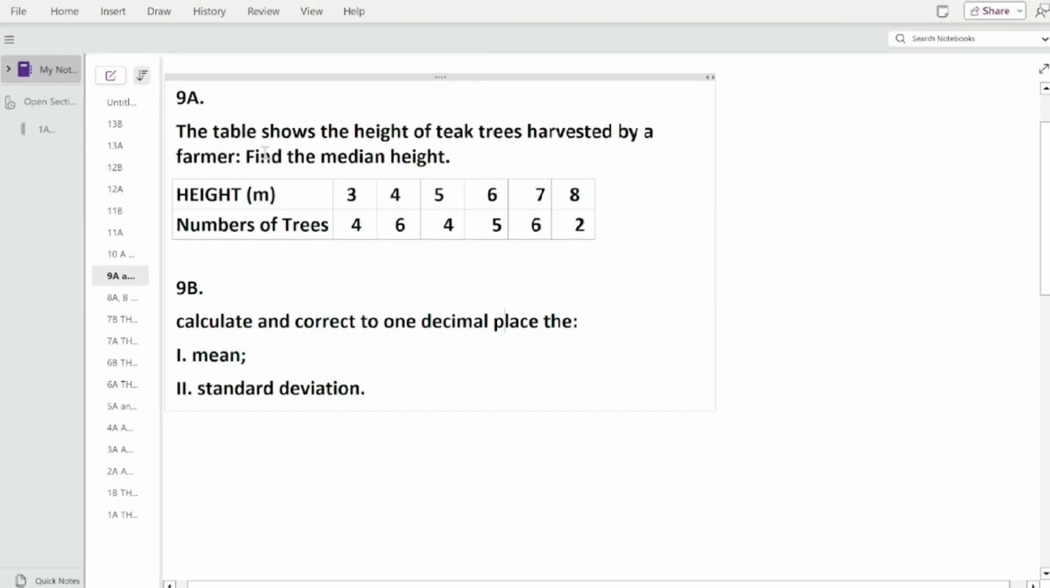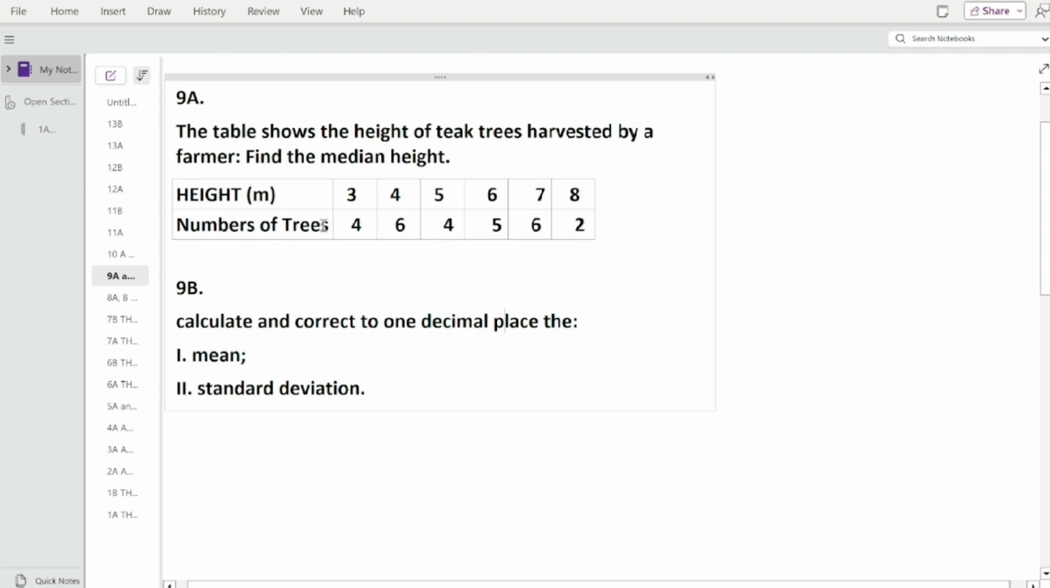Question 9a says the table shows the height of teak trees harvested by a farmer. Find the median height. This is the height. We have the heights here. For the height, we have 3, 4, 5, 6, 7, 8 meters.